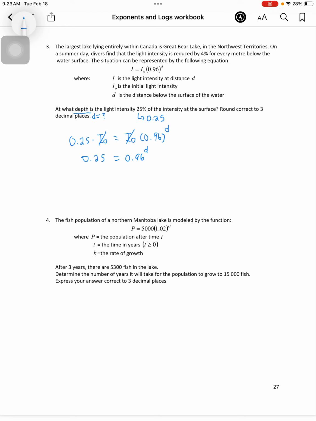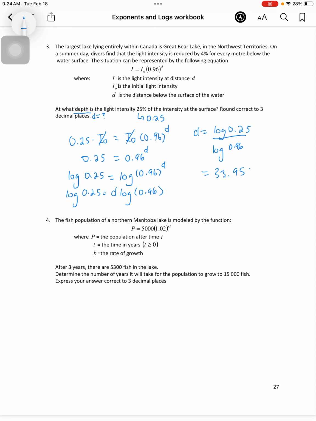And now this looks like a similar log question we've been seeing over and over again. So following our procedure, we use logs. And then from here, we use the power law. And now we just isolate for d. So d equals log 0.25 divided by log 0.96. And when you plug that in, you're going to get 33.959, to 3 decimal places.